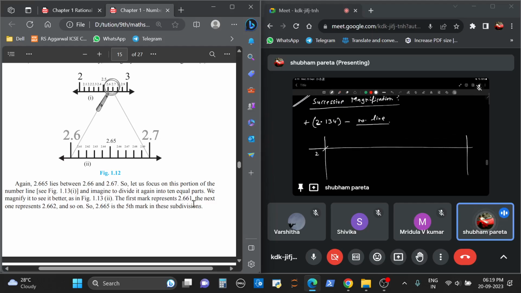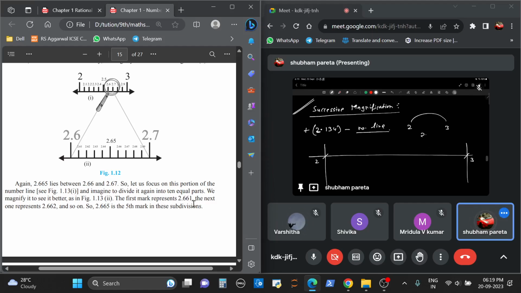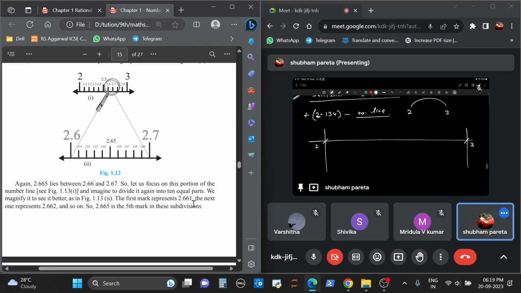From 2 to 3, isn't it? Somewhere between 2 to 3, the 2.134 will lie over here, isn't it? If this number lies somewhere between 2 to 3, what we will do is simply write it like this: 2.0 and 3.0, and then we divide this segment into 10 segments.